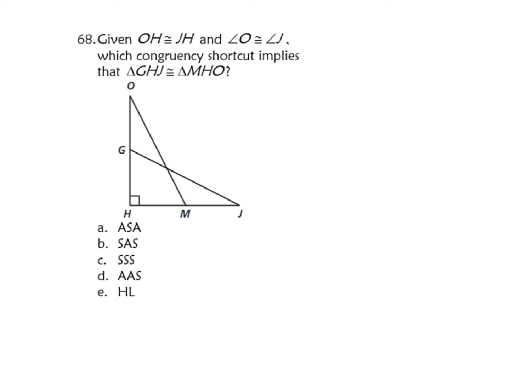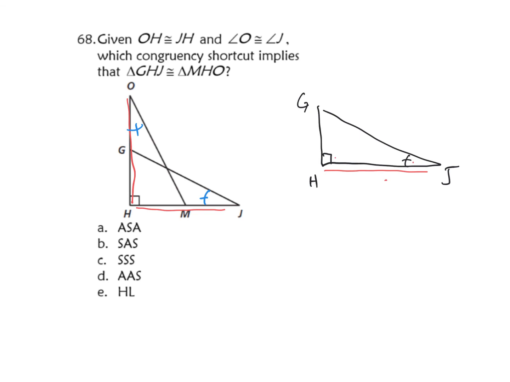All right, given that OH is congruent to JH, so we're talking about this side and this side are congruent. And O is congruent to J. And notice we have a right angle there, which the congruence shortcut says that the big triangle GHJ is congruent to HMO. So let's just draw out GHJ, and we can mark what we have here. So I see I have a right angle. Here's GHJ. I've marked this angle here, and I also marked side HJ. So here I have angle, side, angle.